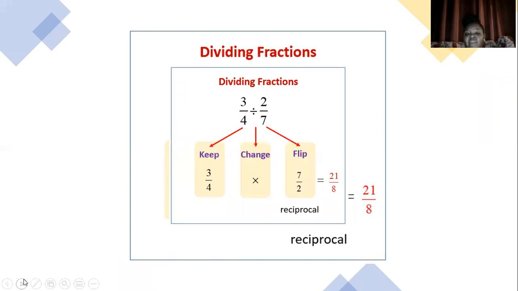And then the final revision one we're going to look at is dividing fractions. The key to dividing fractions is 3 steps: keep, change, and flip. And then we can go into solving the problem. So here we have 3/4 divided by 2/7. We keep the 3/4, we change the division sign into a multiplication sign, and we flip the 2/7 into 7 over 2. And so when we multiply 3 multiplied by 7, we get 21. And then 4 multiplied by 2 gives us 8. Therefore, our final answer is 21 over 8.